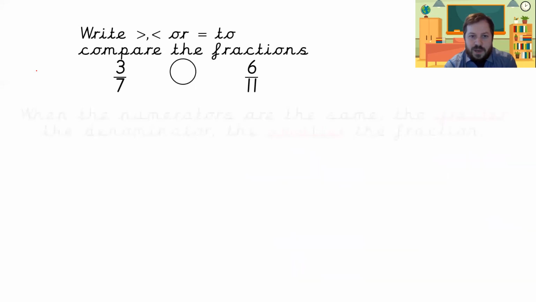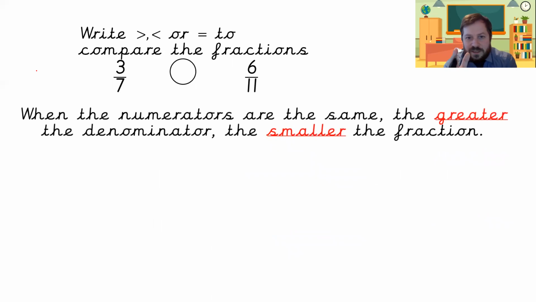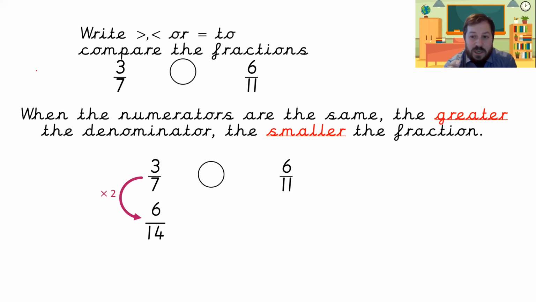So compare these fractions, 3/7 to 6/11. We can use our numerator rule and get the numerators to be the same, because 7 and 11 don't go well together, so I can't get my denominators the same. But 3 and 6 do go together well, because 3 times 2 is 6. I could times that by 2 to get 6/14. Remember, I have to do the same to the top and the bottom, so I times both numbers by 2 to get 6/14. Now I have 6/14 and 6/11.